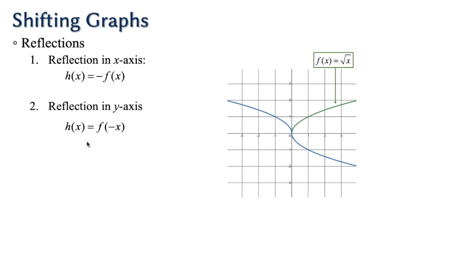Now, the last thing we're going to talk about, of course, is reflections. In this case, I decided to choose a different graph, the square root of x, to help better illustrate what the reflections look like, because in some graphs, when you reflect it, it may not look much different. So the first kind of reflection is in the x-axis.